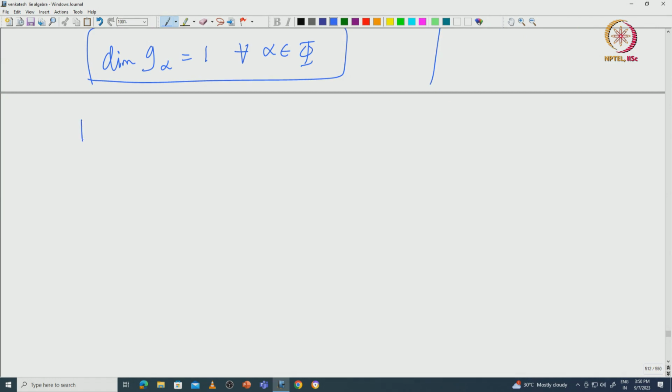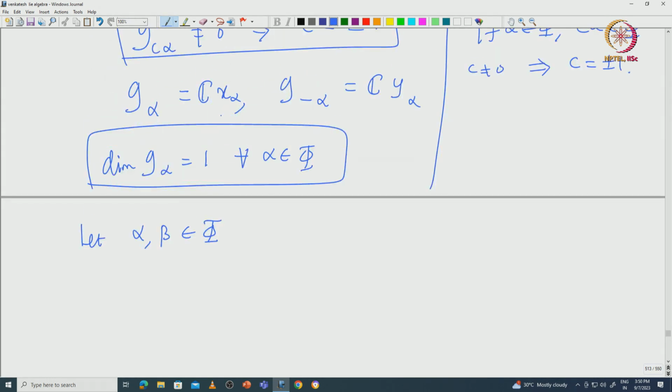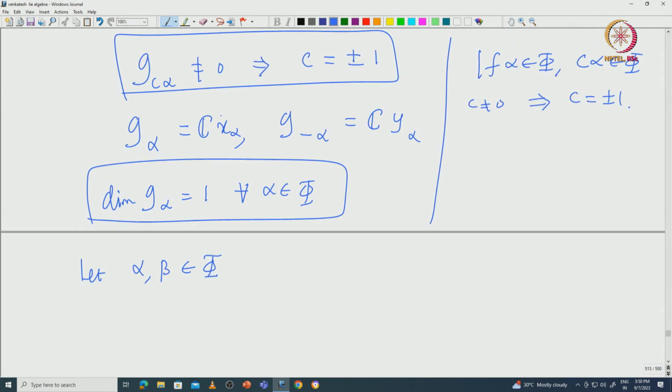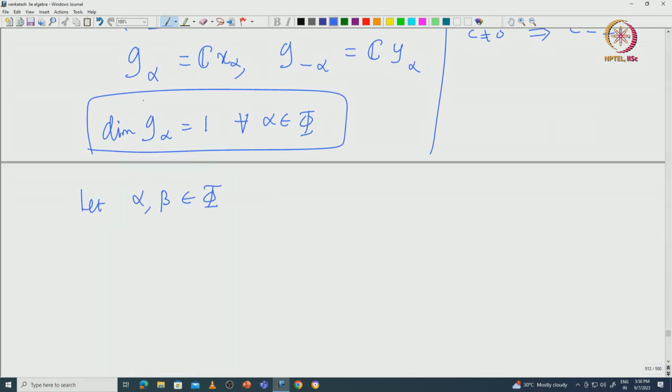Let us say alpha and beta are both elements of phi. So far what we have observed, we just looked at one particular root and then looked at its multiples of alpha, and then we concluded something about the root spaces and so on. But now we want to understand how two different roots alpha and beta interact with each other. So, you take alpha, beta in phi such that beta is not equal to plus or minus alpha. If it is plus or minus alpha, we know how to deal with that. Because of that we just assume it is not plus or minus alpha.